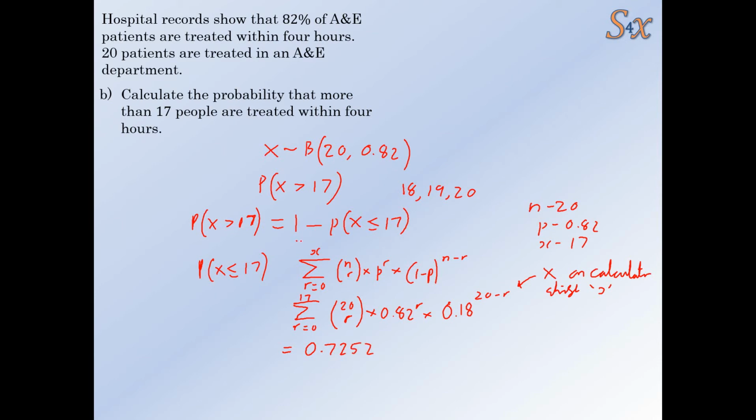And remember, if we come back to here, we said the probability x is larger than 17. We do 1 minus that. So we do 1 minus 0.7252, which gives us 0.2748. That's our answer. So the probability that more than 17 people, or 18, 19, or 20 people, are treated within 4 hours is about 27%. And that's the answer for that one.